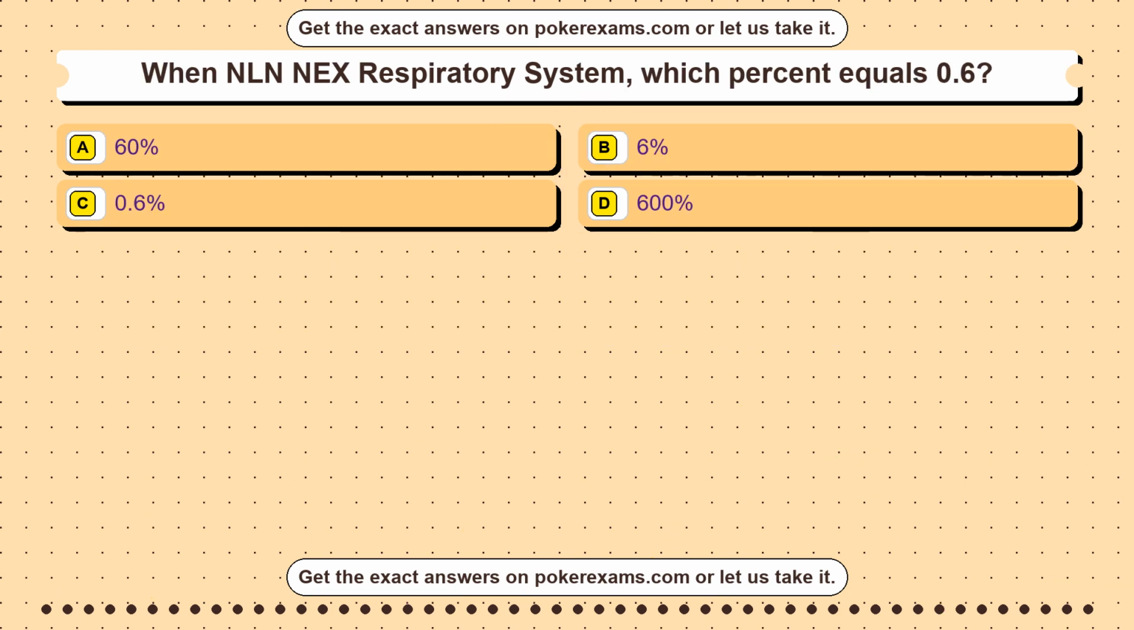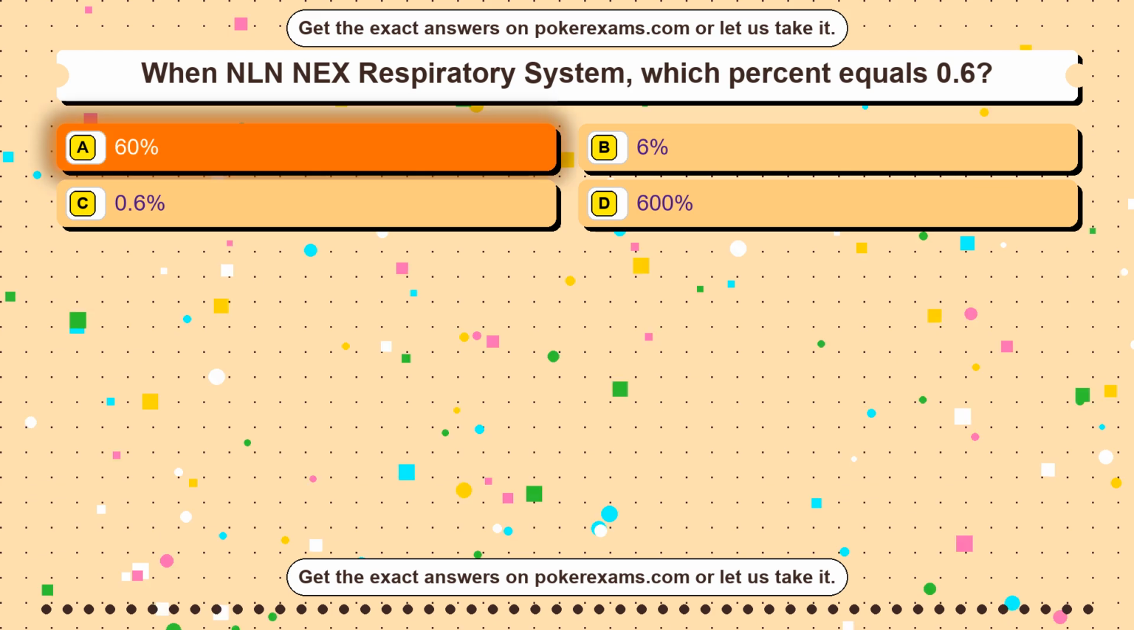Question 29. When GED reading comprehension practice, which phrase describes a dependent variable? Option A, the outcome measured. Option B, the factor changed. Option C, the control group. Option D, the background reading. The correct answer is option A.